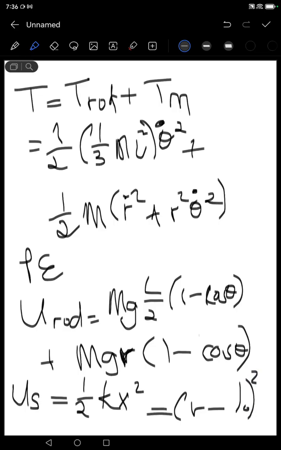Remember, they said the spring has an unstretched length of L0. So it's in between the r and the L0. So that's why our x is equal to r minus L0. x is the extension. We have the r and the L0 on our spring, so we subtract. Why is it r minus L0 instead of L0 minus r? L0 is the initial, right? Yes.